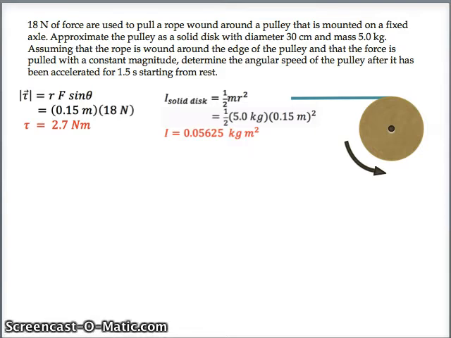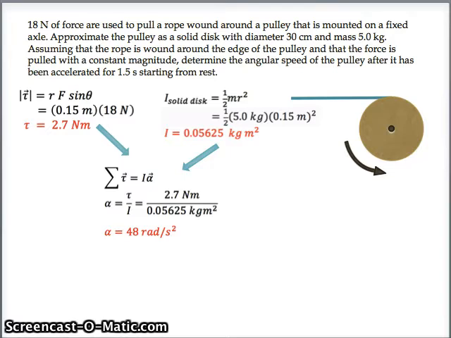Next step is to combine these two values into a value of angular acceleration using the formula that was just introduced. And so we just have that one torque, so our net torque is just 2.7 Newton meters. Divide by our inertia, we get 48 radians per second squared.